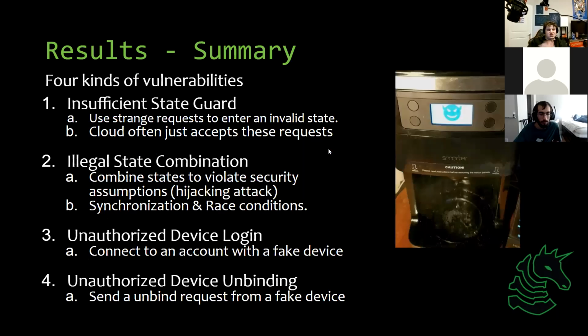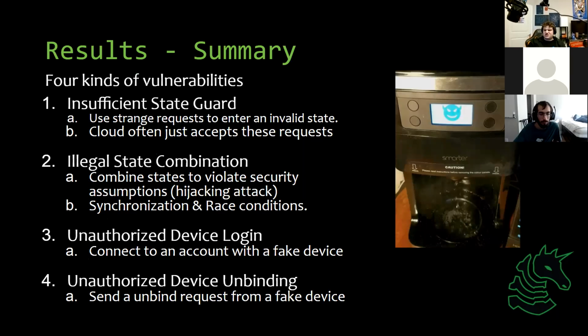Okay, cool. So results, quick summary. They found 4 kinds of vulnerabilities. The first vulnerability was insufficient state guard. Basically, what that means is that they were able to use really weird requests to enter an invalid state. So that could have been like an in-between state or just something weird.